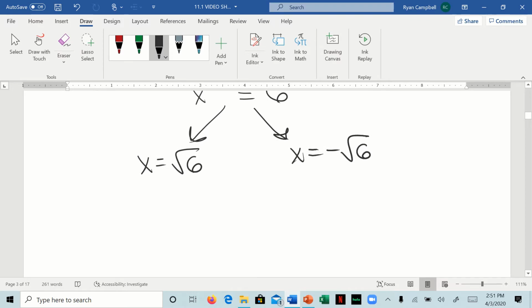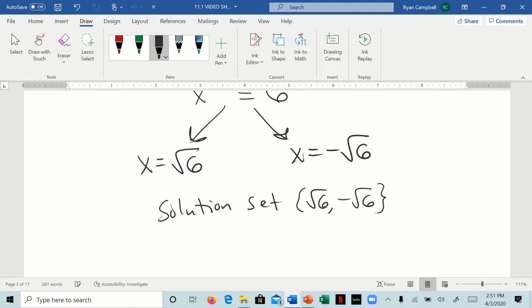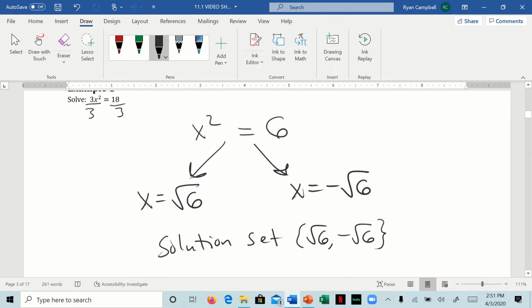Now, can we simplify? We always have to simplify radicals every single time we look at them. So 6 can be simplified into 2 and 3. 2 can't be simplified anymore. 3 can't be simplified anymore. Since there's no pairs, that is simplified. So that's as simplified as it can go. So then our solution set is going to be the square root of 6, negative square root of 6. And that's our answer.